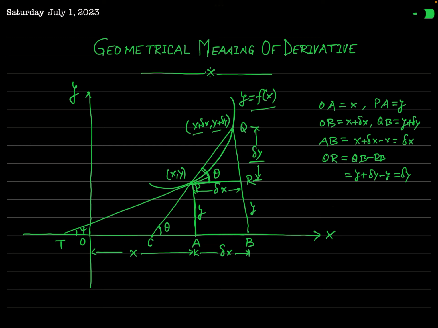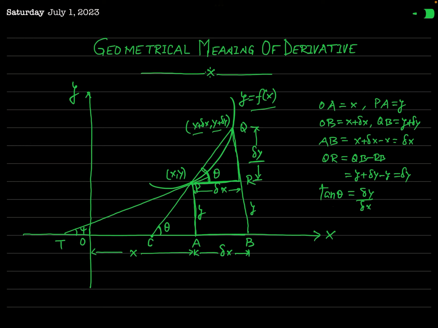This is just an elementary geometry, you know it. And so from this figure you can see, if your aim is to find this tan theta, what will this be? This tan theta will be QR divided by PR, but QR is delta Y and PR is delta X, so this is delta Y by delta X.